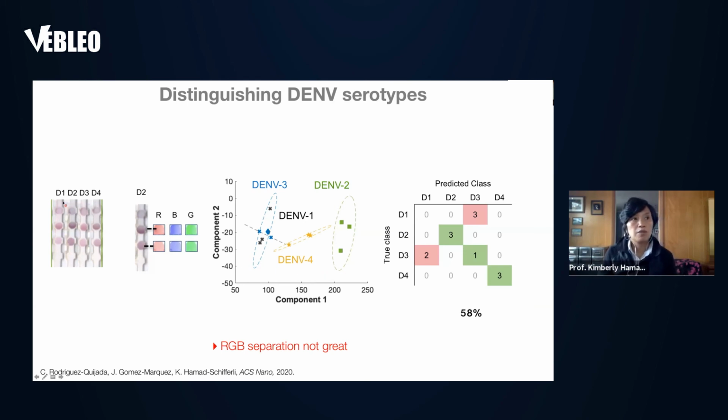And so what we do is we run dengue 1, 2, 3, and 4. You can see that they all look fairly similar by eye. Okay, so we try to do principal component analysis, and we can see that based on the RGB values, it doesn't do very well. It actually mixes up a whole bunch. So it mistakes dengue 3 for dengue 1 and dengue 1 for dengue 3. Okay, so the RGB separation doesn't work very well.